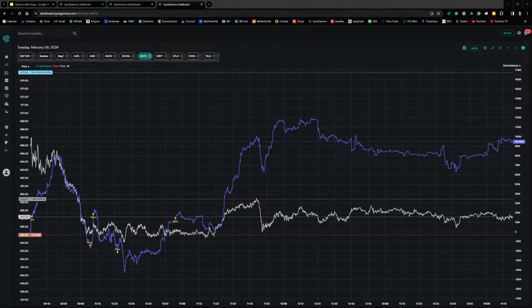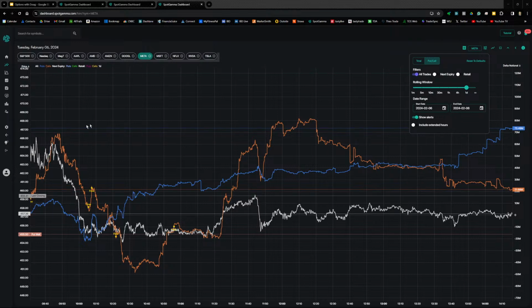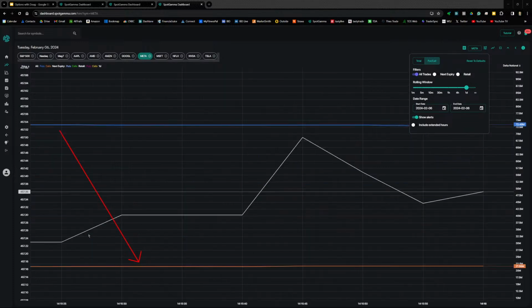Let's just see what they were doing. Separate out puts and calls. Orange line showing calls. Blue line showing puts. So starting around 9:45, 9:50, they started aggressively selling calls. And then right around 10:05, sorry about that.